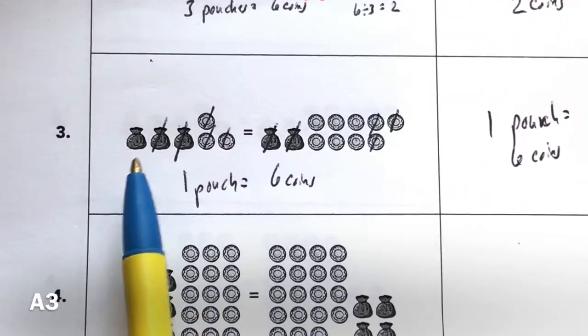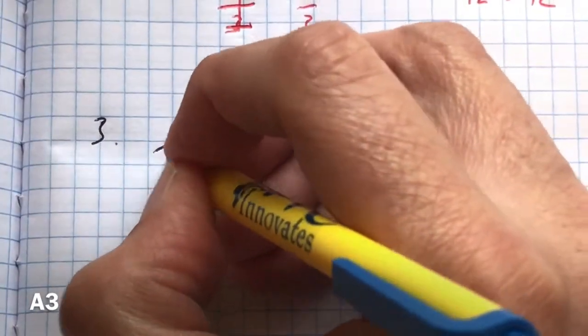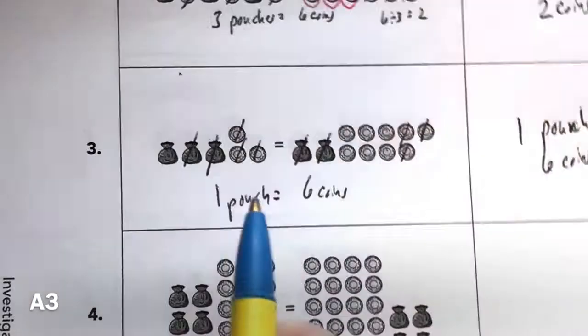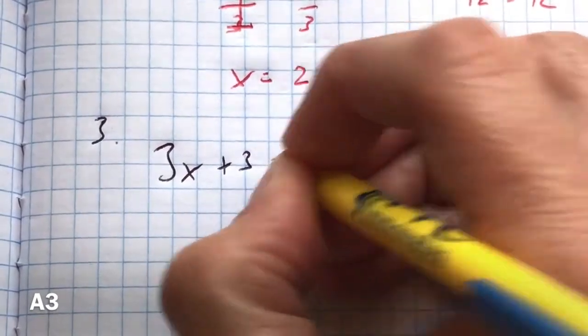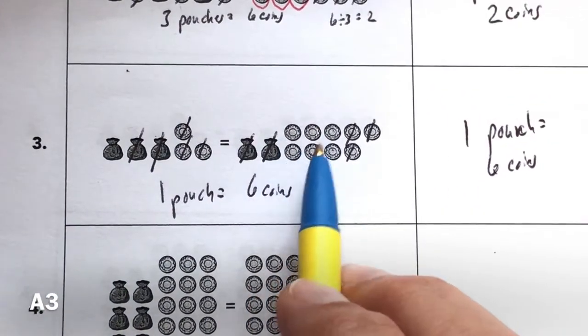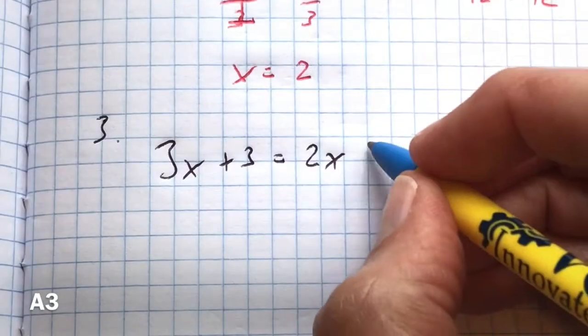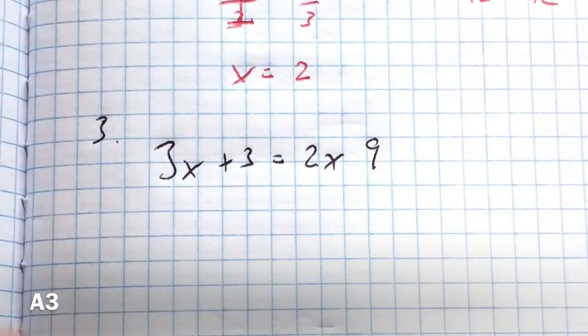So remember, our pouches are going to be the x's. So if I'm going to have 3 of those x's, and how many loose coins? We got plus 3, equal sign, and then how many? We got 2 pouches here. And how many now? 1, 2, 3, 4, 5, 6, 7, 8, 9 of those coins. And that's what we have.